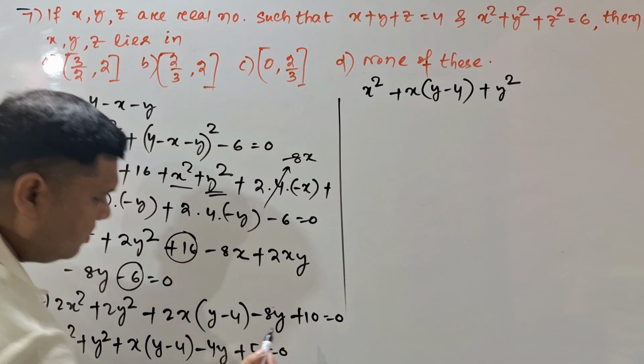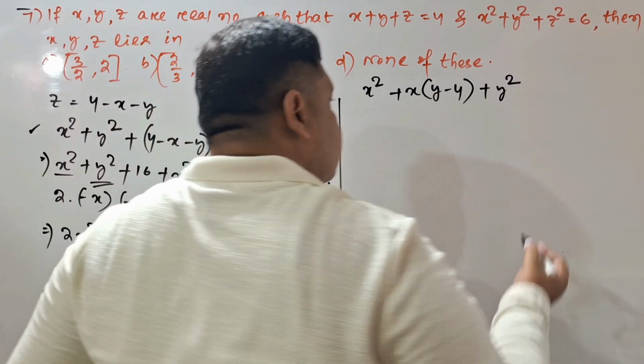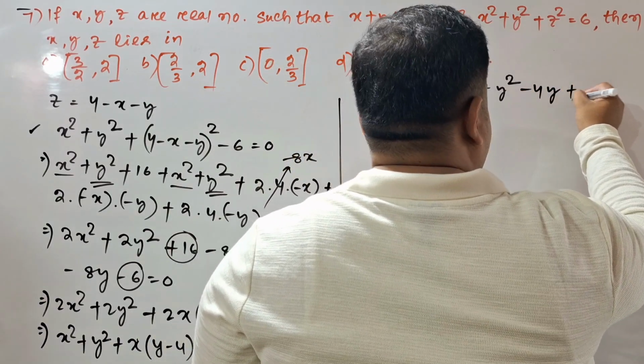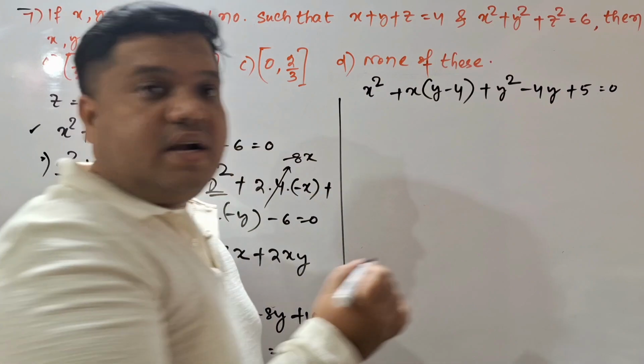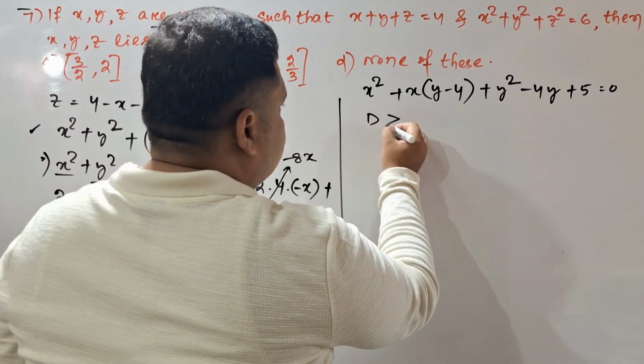This becomes 5 because I take 2 common. In this way you have to write: y square minus 4y plus 5 equal to 0. This is the quadratic equation, and you know the roots are real, so the discriminant is greater than or equal to 0.